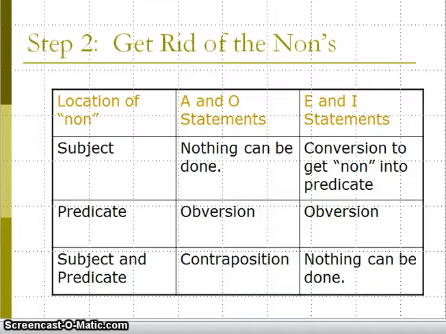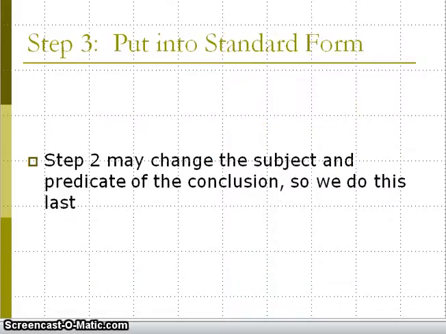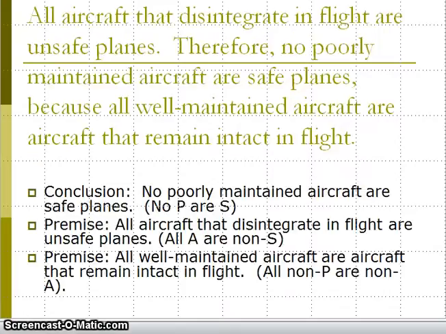The third thing we can do is use contraposition, which switches the subject and the predicate, and then we give both the term complements. So if it's a non, we take the non away. Now remember that contraposition only works on an A and an O statement. And then we put it into standard form. The thing we have to remember is that step 2 may change the subject and predicate of the conclusion. This is why we do standard form last. So do it last.